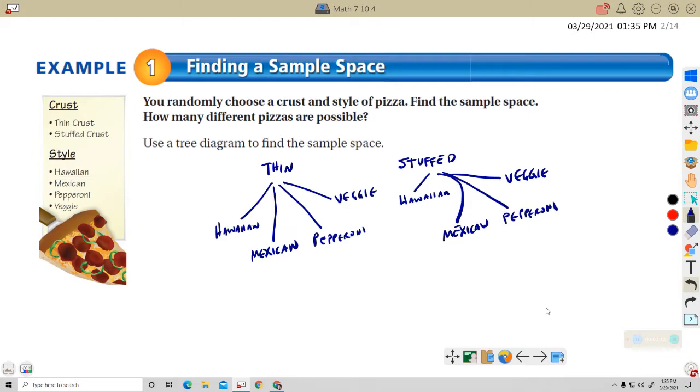How many different types can I have? I can have 8 different pizzas. Okay, so there's our sample space: thin Hawaiian, thin Mexican, thin pepperoni, thin veggie, stuffed Hawaiian, stuffed Mexican, stuffed pepperoni, stuffed veggie. That is our sample space.